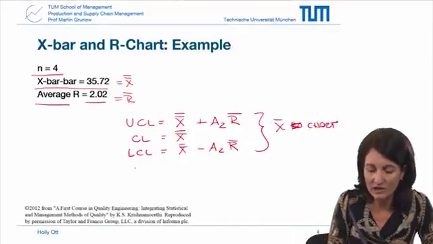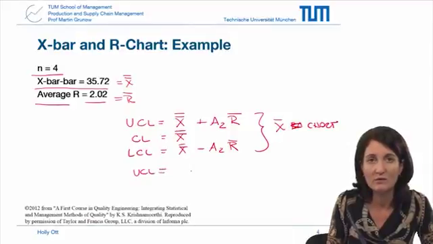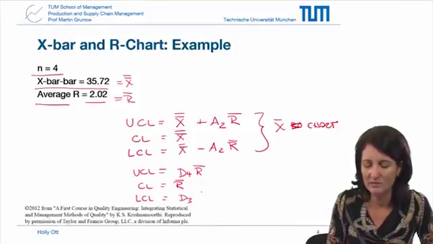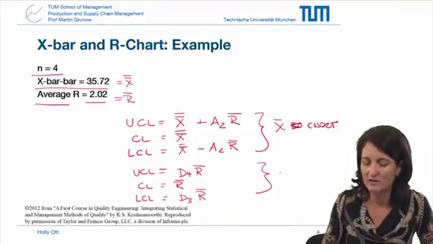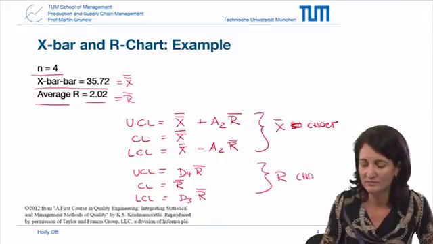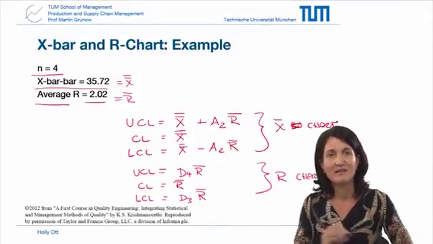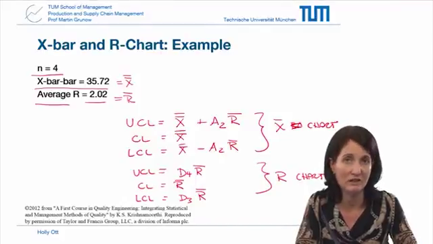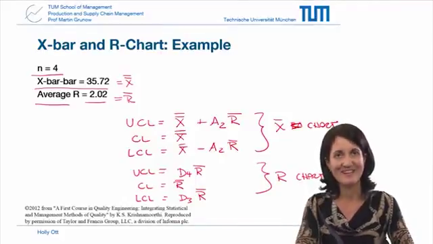And for the range chart, the upper control limit is going to be equal to the constant D4 times R bar. The center line is just R bar, and the lower control limit is D3 times R bar. These are for our R chart. So in the next part of the example, we will look up those constants and we will complete our control charts. Okay, see you then.